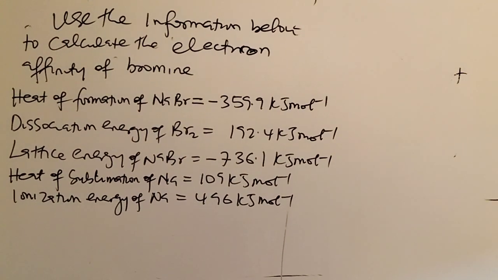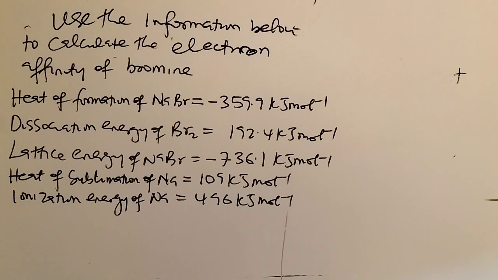So look at the next question on the board that says, use the information below to calculate the electron affinity of bromine. We're given the heat of formation of sodium bromide as minus 359.9 kilojoule per mole. The bond dissociation energy of bromine molecule is 192.4 kilojoule per mole. Lattice energy of sodium bromide is minus 736.1 kilojoule per mole. Heat of sublimation of sodium is 109 kilojoule per mole. Ionization energy of sodium is 496 kilojoule per mole. So from the information, we have to find the electron affinity of bromine.